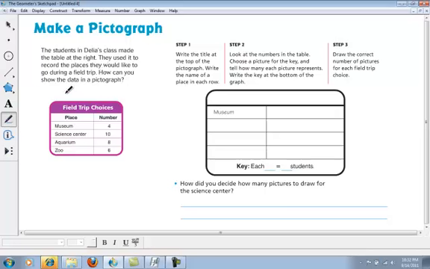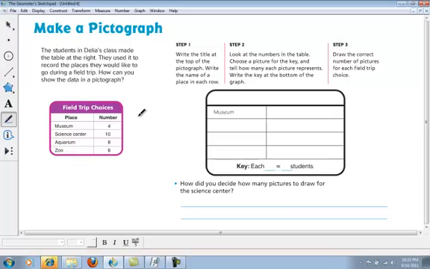Well, here's our table. It's actually down below. And we're going to look at the field trip choices. Delia's class voted on 4 places that they would like to go: the museum, the science center, the aquarium, and the zoo. And then they have the number of students that chose each place written in the number column. So 4 students want to go to the museum, 10 want to go to the science center, 8 want to go to the aquarium, and 6 want to go to the zoo.